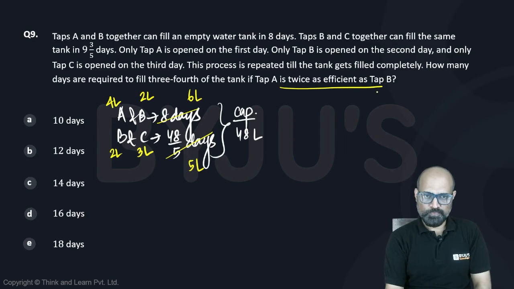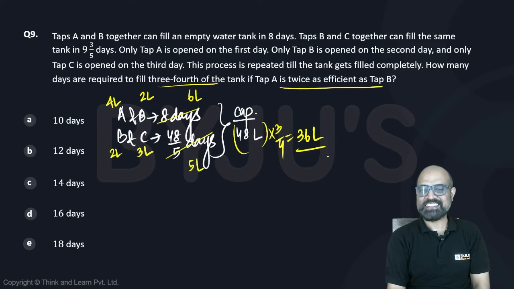Are we supposed to fill the complete tank? Only 3/4 of it. So that means we are supposed to only fill 36 liters. So these 36 liters is going to be filled in an order which is A and then B and then C. So this is going to be 9 liters in 3 days.